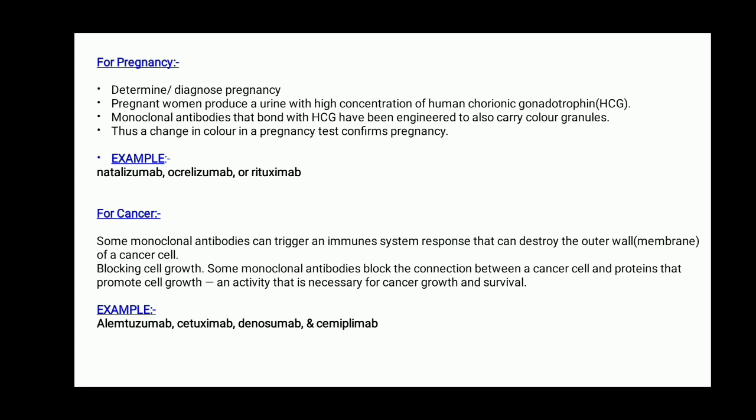Fourth, for cancer, some monoclonal antibodies can trigger an immune system response that can destroy the outer cell, that is membrane, of a cancer cell. Blocking cell growth. Some monoclonal antibodies block the connection between a cancer cell and proteins that promote cell growth, an activity that is necessary for cancer growth and survival. Example: alemtuzumab, cetuximab, denosumab, and cemiplimab.